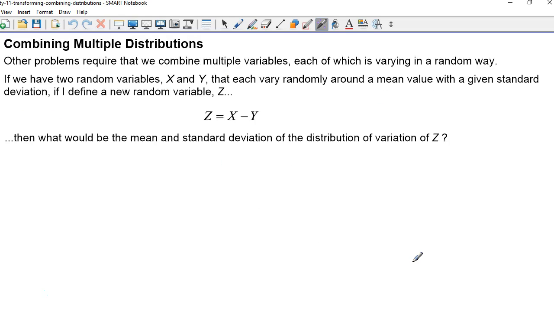Okay, the second thing that we sometimes have to do is we have multiple normal distributions that represent different variables that are being combined in some way. Let's say we have two random variables, x and y, and each of them vary randomly around their own mean with their own standard deviation. I could define a new random variable, z, that represents, say, x minus y. We would need to figure out what the mean and standard deviation of this new variable z would be.